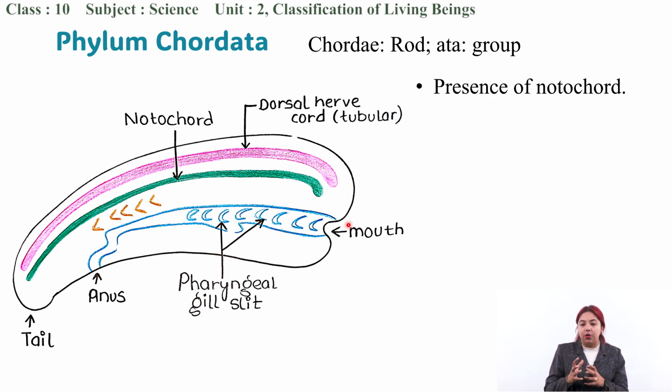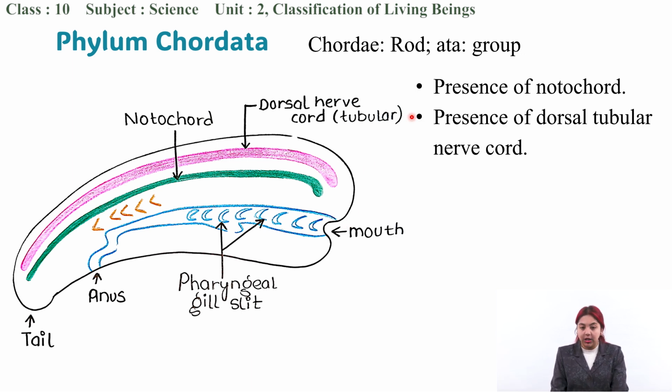Now this notochord usually persists throughout life in the lower chordates, but in the higher chordates it is either surrounded by something or replaced partially or fully to form a vertebral column. Now another characteristic is the presence of a dorsal tubular nerve cord. Dorsal means it is present on the dorsal side, tubular means it is tube-like, so it is hollow inside, and that hollow region is filled by fluid.